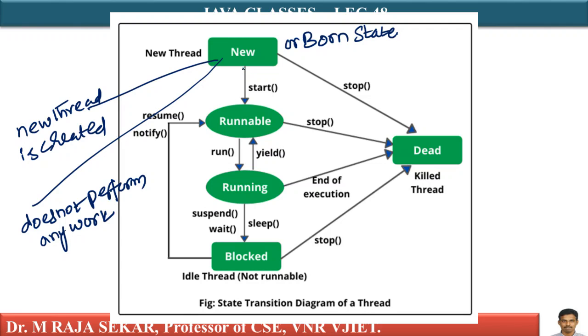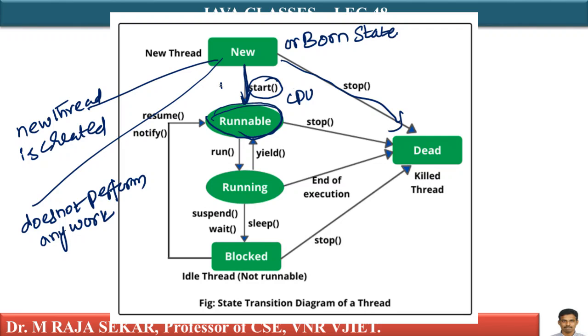Just see how many options it has. This is option 1, this is option 2. It can be scheduled for running using the start method. By using the start method, from new state or born state it can move to the runnable state. What is runnable state? The thread is ready to execute, but who has to execute the thread? Your central processing unit, CPU, has to execute it, and it is waiting for the CPU. That particular state is the runnable state.